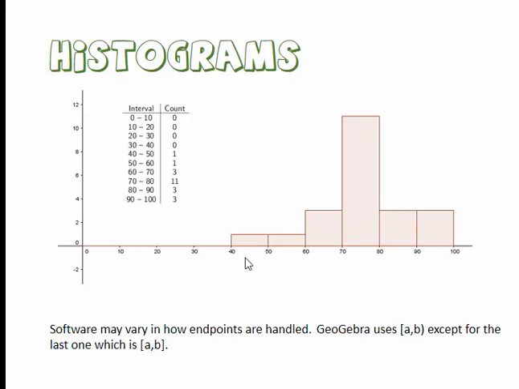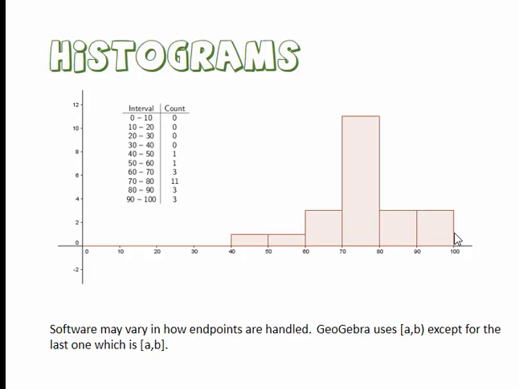And so the height of the bar tells me how many scores fall within that interval, say from 40 to 50. Because they touch, we have to decide which endpoints we're including. The default in most software is to include the left endpoint but not the right. So a 40 would fall into the one from 40 to 50. The 50 would fall into the 50 to 60, the next one. You include the left endpoint, not the right.